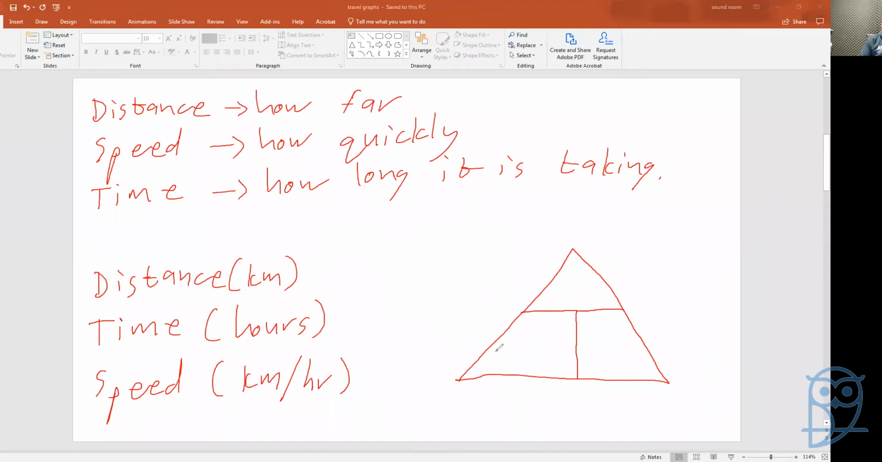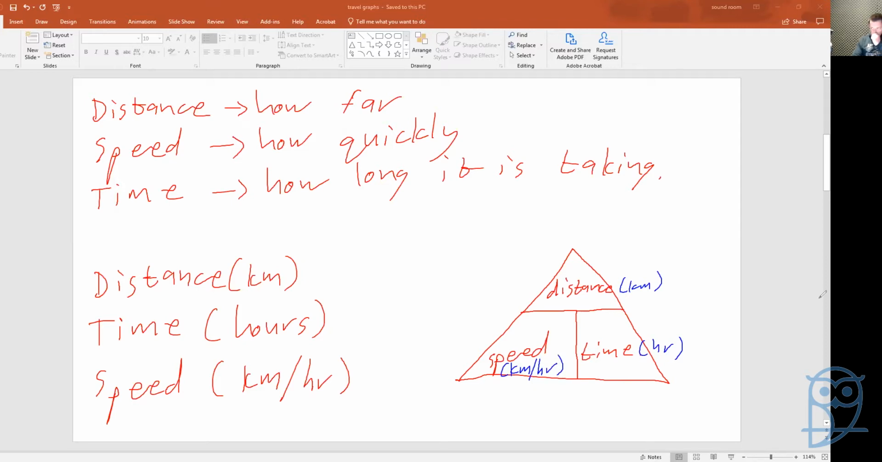So this idiot's triangle has speed over there, distance at the top, and time at the bottom. And the way that this thing works is if you want to calculate one of these three quantities, you cover up that quantity, and then the remaining part of the triangle will tell you how to calculate it. So let's just put in the units so that we can see how this is going to relate as well. So distance is in kilometers, time is in hours, speed is kilometers per hour.